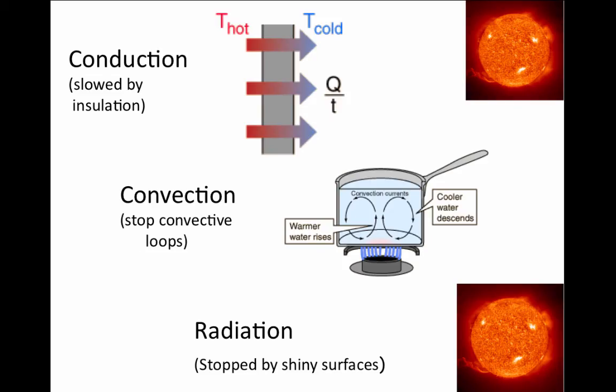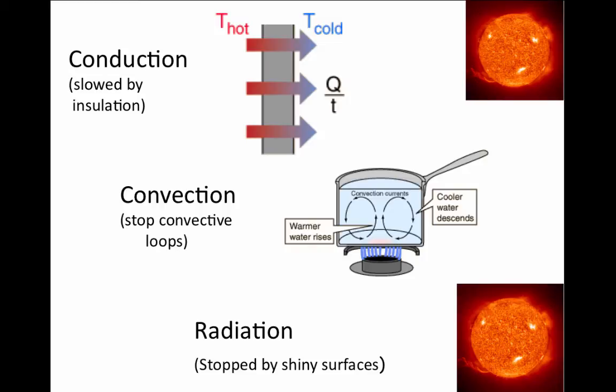Again, now, how can we slow this energy flow? If we want to slow conduction, then we can put insulation, and that's what we do in buildings. We put insulation in buildings, or in a thermos bottle, and we slow that flow of energy by conduction. By convection, what we do is we stop those convective loops.